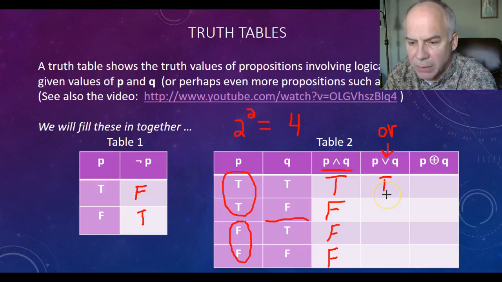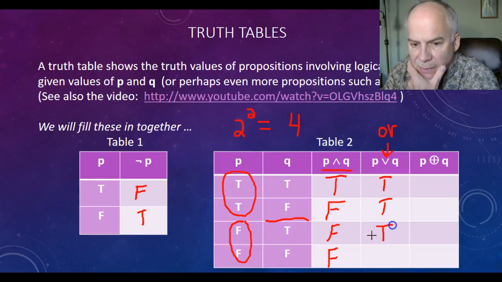We have at least one of them to be true in the first row. In the second row, we also have at least one to be true, so that's true. In the third row, we have at least one of them is true. And in the last case, we don't have either of them to be true, so it's false.